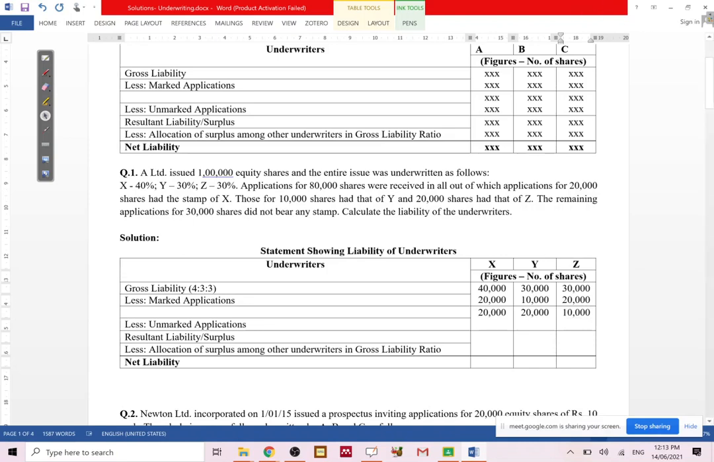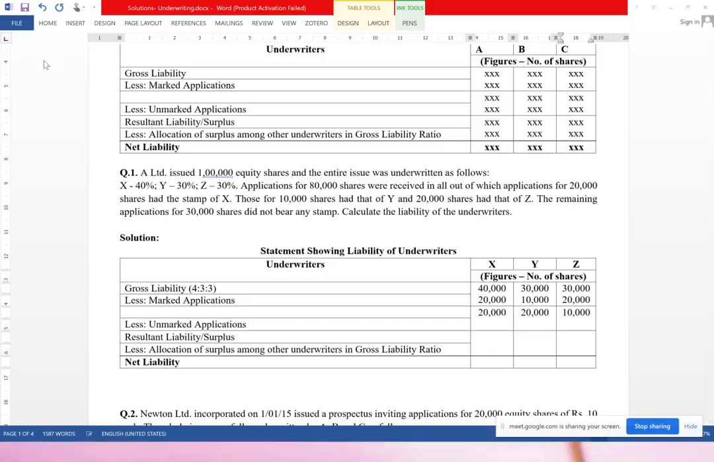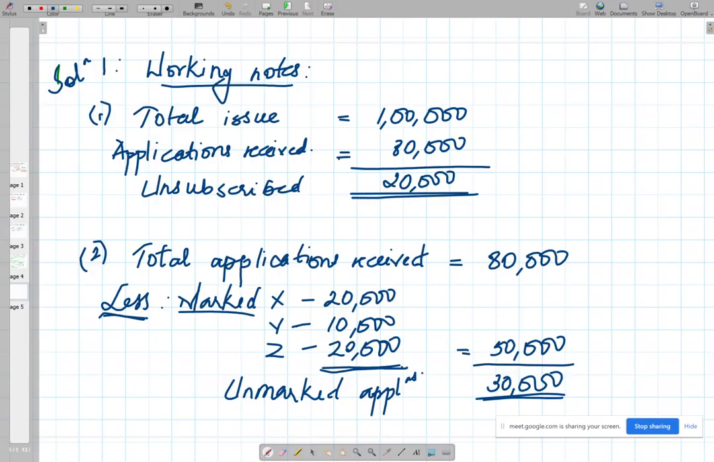Fine. Now there are unmarked applications, given in the problem and what we have also calculated, there are 30,000 unmarked applications, isn't it? Now what to do with this 30? How to distribute it between X, Y and Z? And why do we need to distribute it also? I will tell you. See, unmarked applications are sold directly to the public, correct? But at least they have been sold, isn't it? The public has taken it.